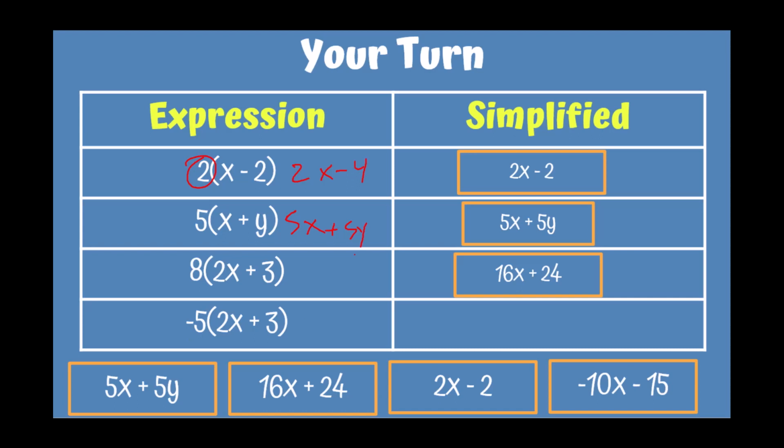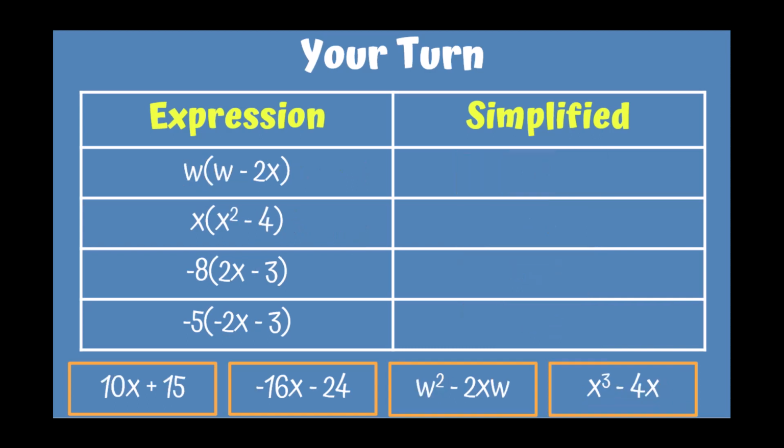And then the last one is just this right here, the only one that's left. A positive 5 times a negative 2 is a negative 10. Negative times a positive is a negative. So 5 times 3 is 15. In this case, it's going to be a negative 15. So we have negative 10x minus 15.